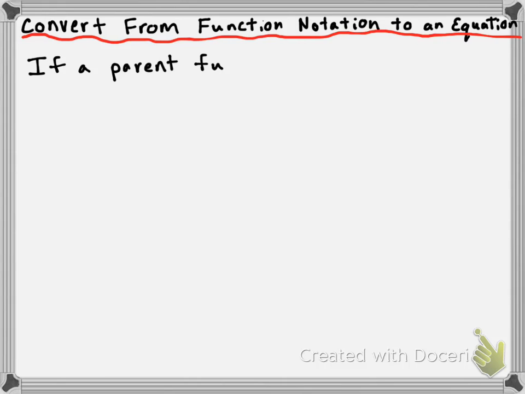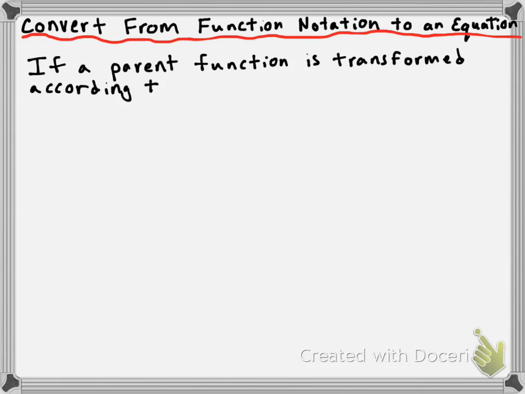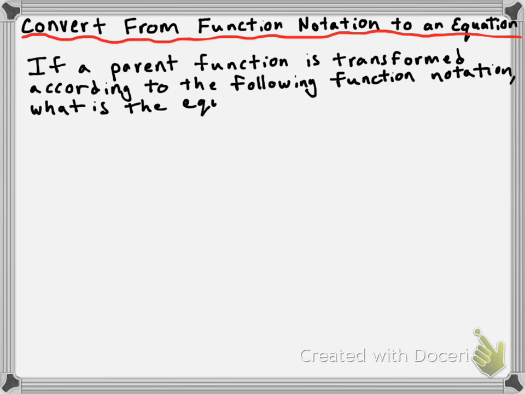So let's suppose that we have a parent function, which again we usually label as f of x. Okay, let's say that that parent function is transformed according to some sort of function notation, which I'm going to write down below. We're going to find out what the equation is for our transformed function g of x. So we have a parent function, it gets transformed according to some sort of function notation. We need to find the equation of g of x.